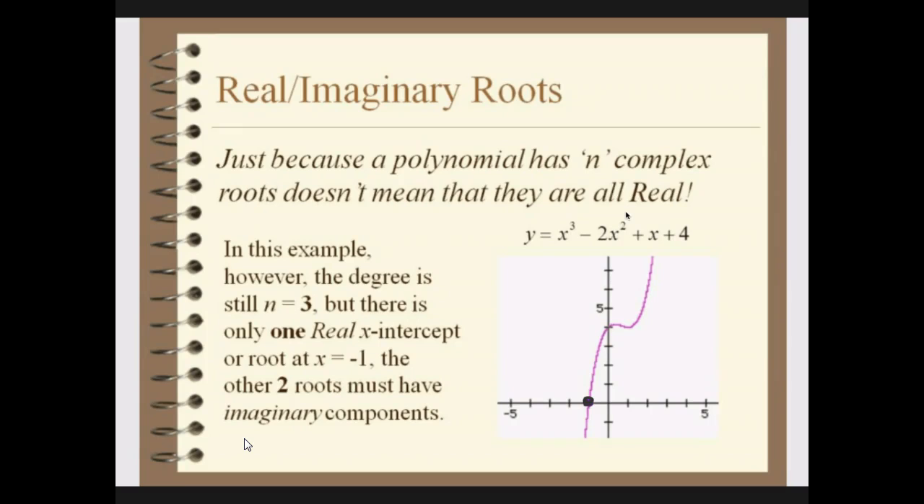So we have one real at x equals -1. The other two are imaginary. So two graphs, same power, but two different types of solutions. One has one real and two imaginary. The other had three real. Now a cubic can never have all imaginary. A cubic must cross at least once.